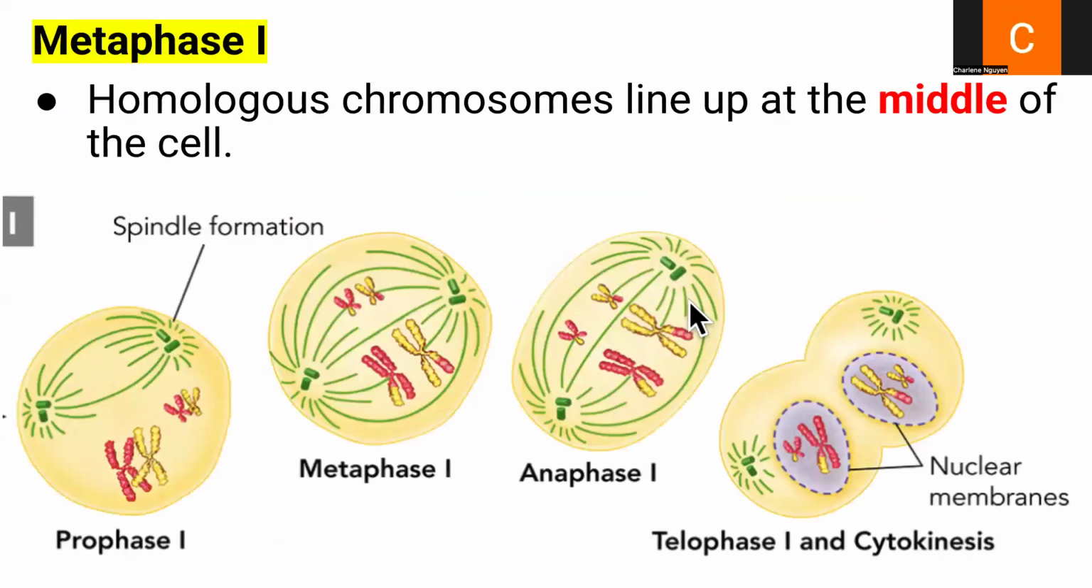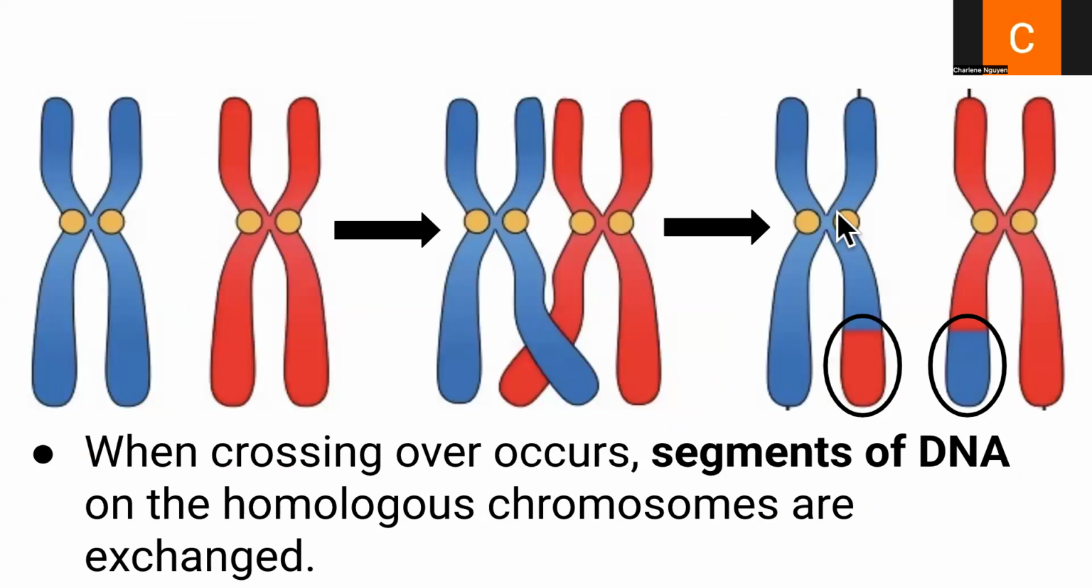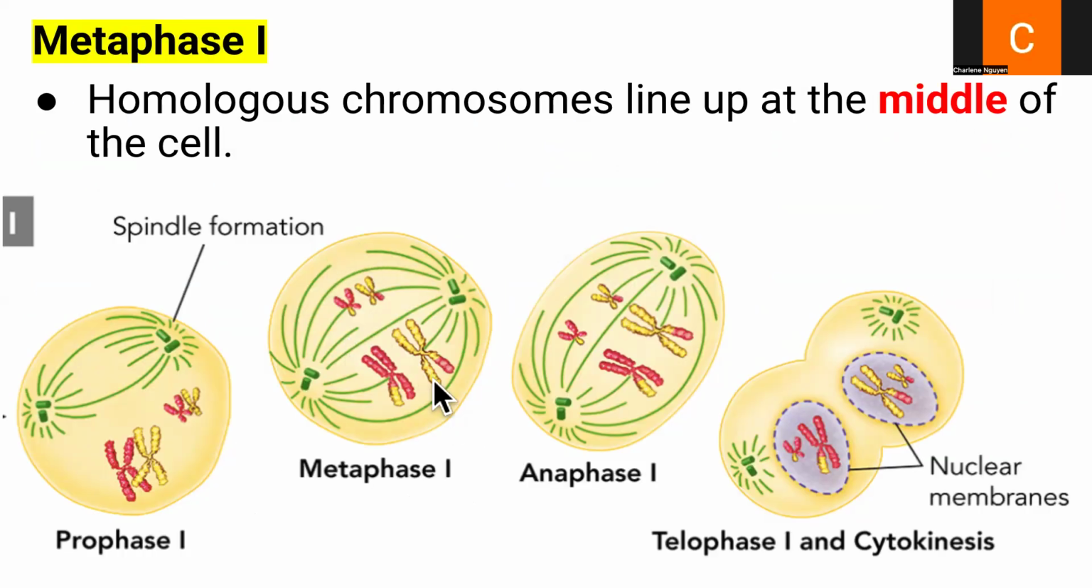Metaphase 1. Anytime you see metaphase, you always see them lining up in the middle. So here we have the homologous chromosomes lined up as a pair in the middle of the cell. Think of it as 2 lines instead of a single file line. They line up next to their pair. These are called homologous chromosomes. They are a pair, so they're going to line up at the middle.